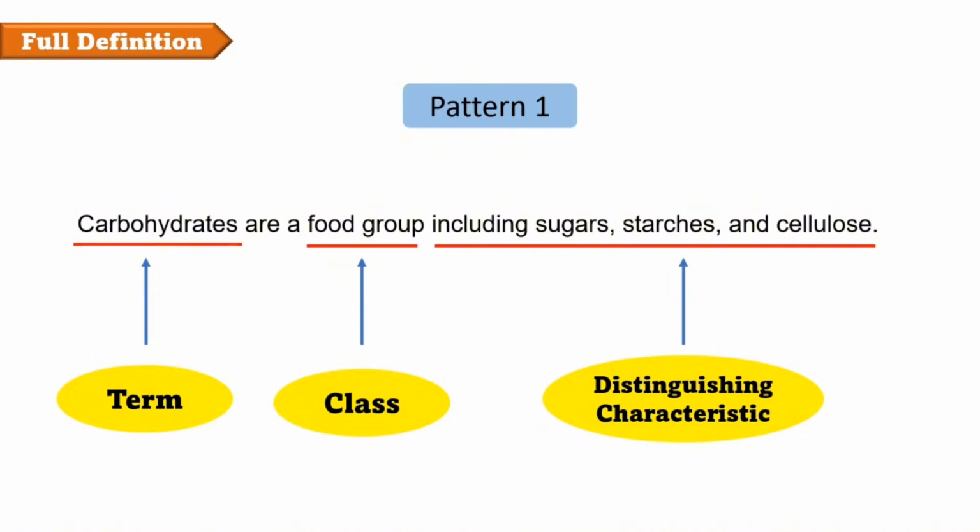This is pattern 1. For example, when we talk about food groups, hindi lang naman carbohydrate ang food group. We also have others such as protein and calcium-rich food groups. So, mahalaga talagang mag-include ng characteristic ng term na dinedefine to separate it from its similar class.